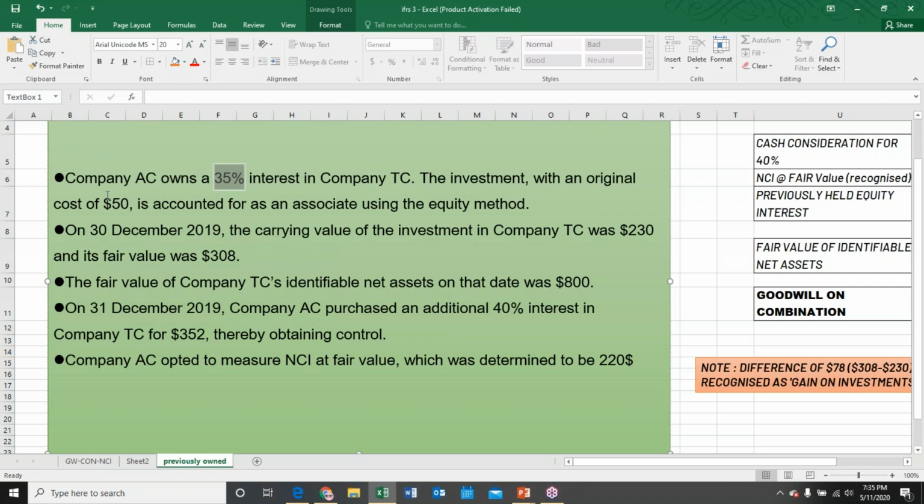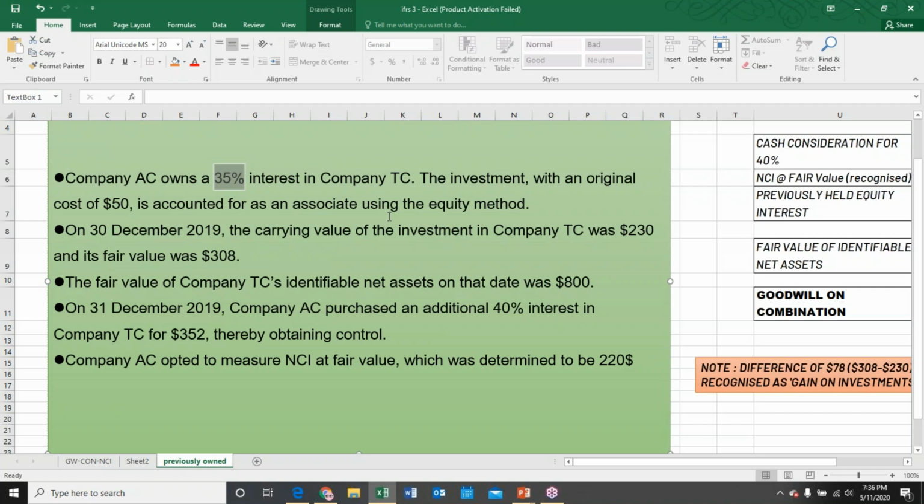The investment had an original cost of $50. Whenever the investment was made, the original cost was 50. So it was accounted for as an associate using the equity method. It was accounted for as an associate, a joint venture, using the equity method as per IFRS 11. We will be looking at that. But before this, they had this kind of accounting setup between AC and TC.